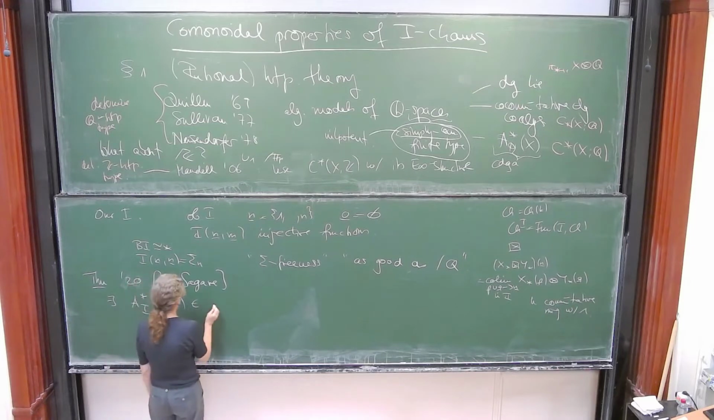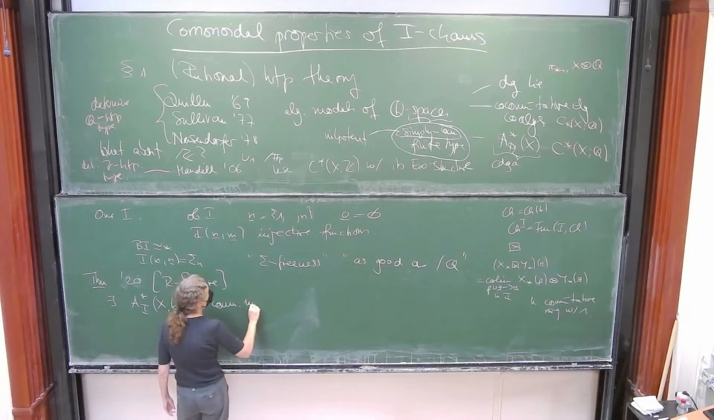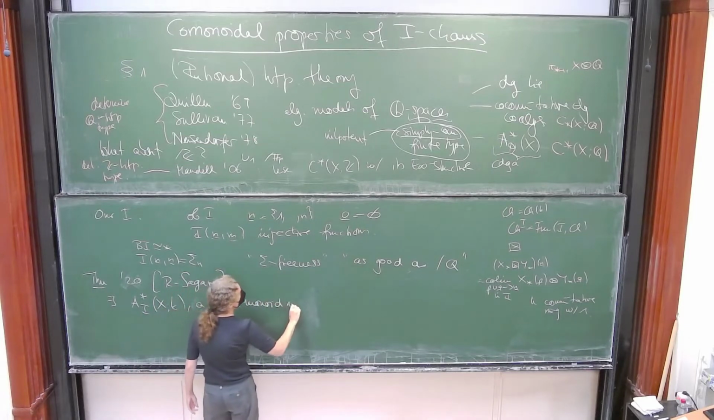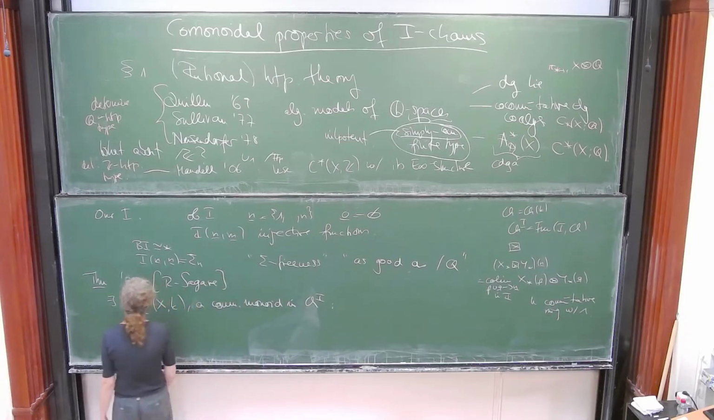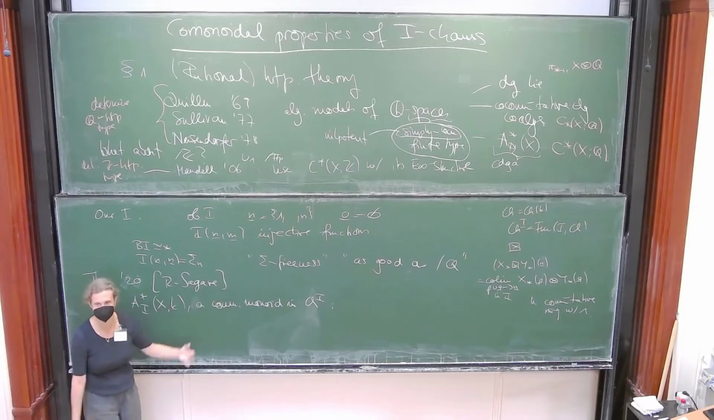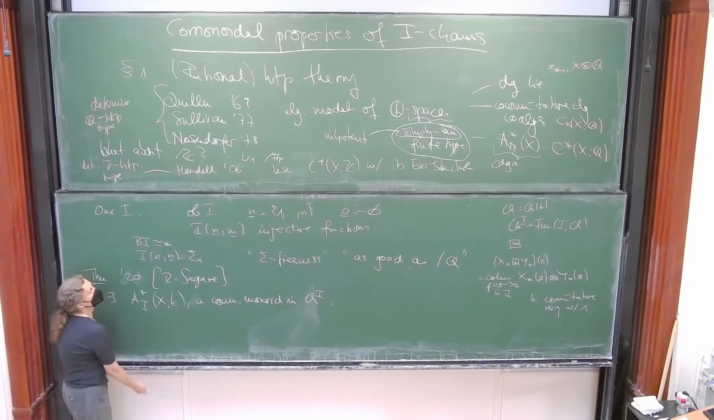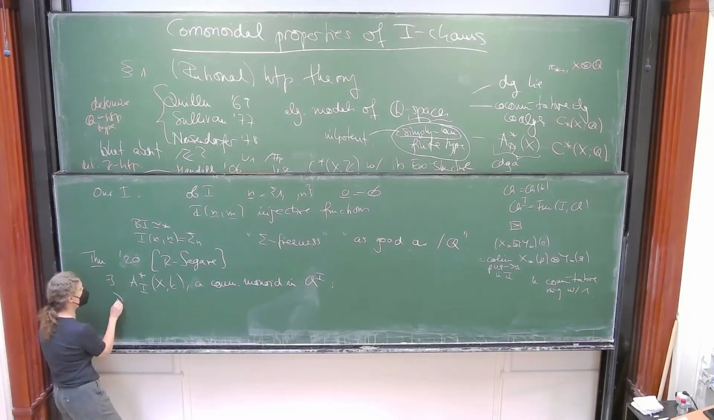So this is a commutative monoid in I-chain with a lot of nice properties. So it is commutative, that's one thing, but it relates to the other things.